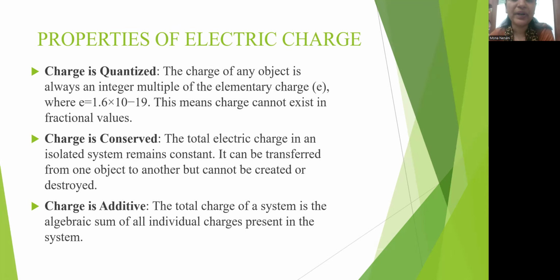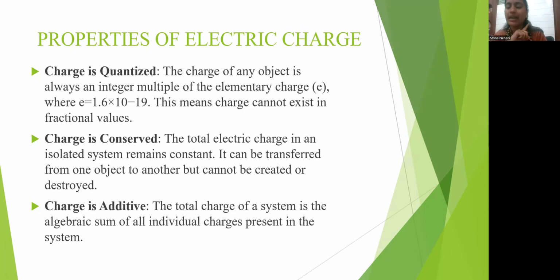Let's see some properties of electric charge. The first is that charge is quantized. What is the meaning of the word quantized? It means it is available in fixed amounts. The charge of any object is always an integer multiple of the elementary charge e. That fixed amount is n multiplied by e, where n represents the number of electrons and e represents the charge on the elementary particle, that is the charge of an electron, which is 1.6 into 10 raised to minus 19 Coulomb.